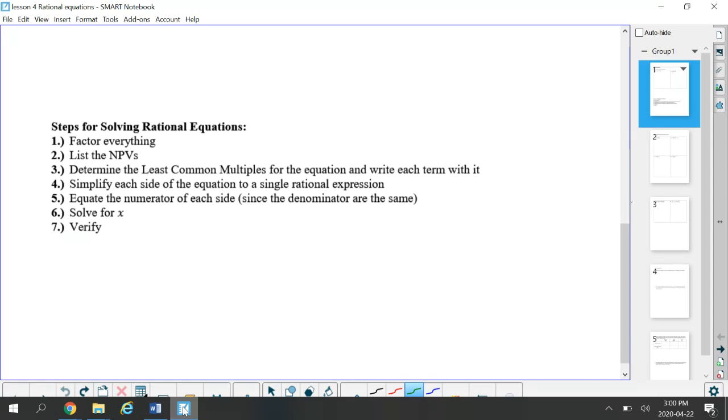Step number 4 is simplify each side of the equation to a single rational expression. It means that if you have two or more rational expressions on one side of the equal to sign, you simplify them either by adding or subtracting and make them one rational expression. Step number 5 is equate the numerator of each side by cancelling out the denominators because they are the same. Step number 6 is solve for x, and step number 7 is verify your solution. So let's do a few questions.